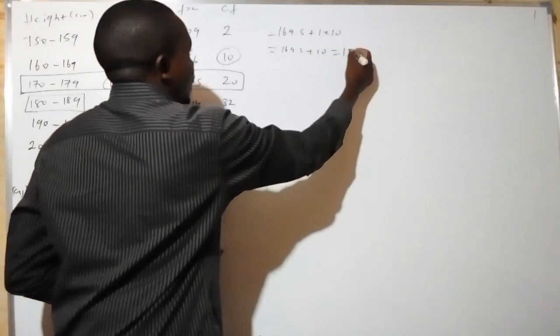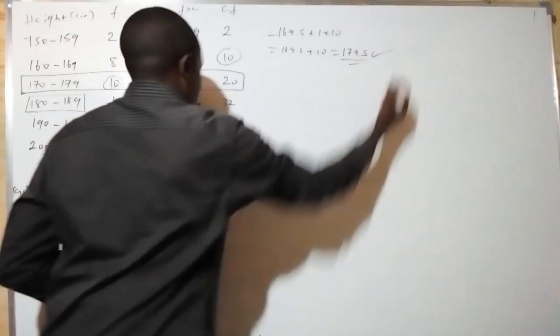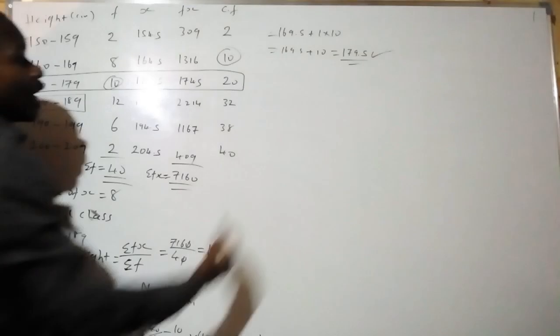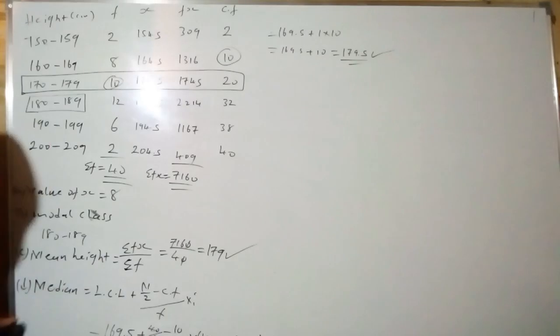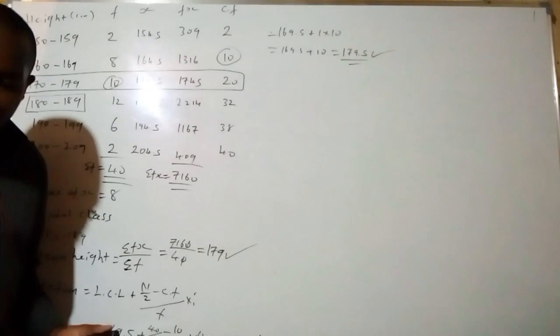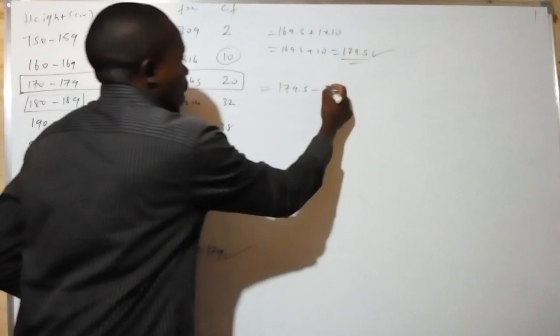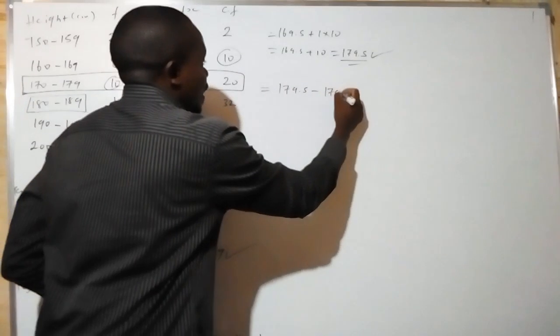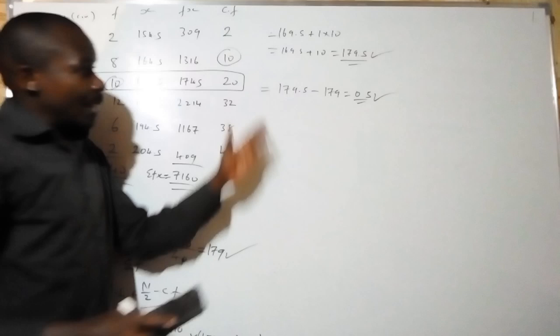This is our median, and we have the mean. But the question was the difference between the median height and the mean height. We are going to take our median 179.5, we subtract the mean 179, and the answer is supposed to be 0.5 as the correct answer, and we are through with that. It was as simple as that, my learners.